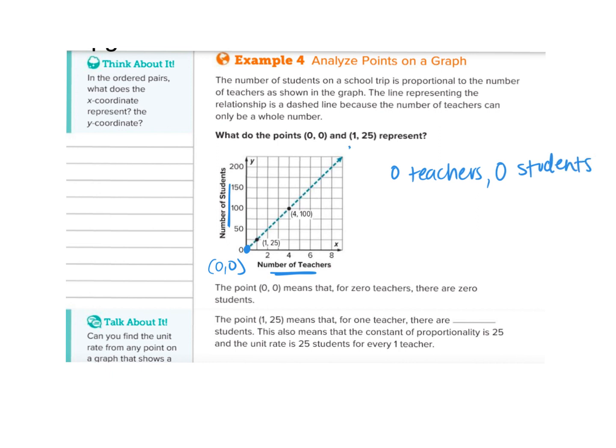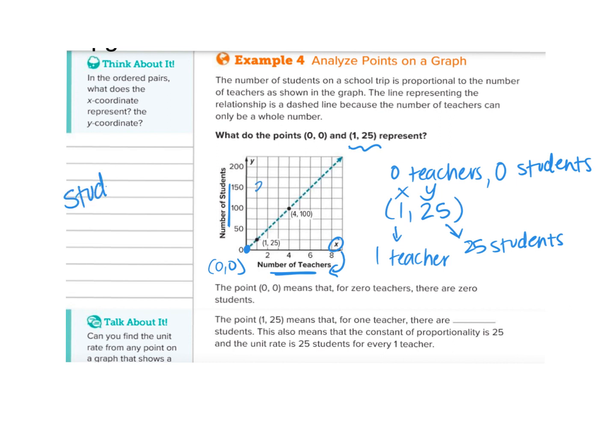All right, next one we want to say, what does the point 1 comma 25 mean? Well, it's going to be the same thing. This is the x coordinate, this is the y coordinate. So x, if you look there, that's the number of teachers. So that would be for every one teacher, there are 25 students. Okay, so if I was going to do the constant of proportionality, I want to know how many students per teacher.